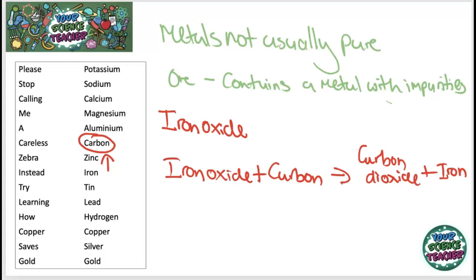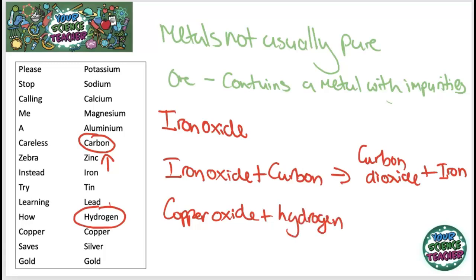Now, using carbon isn't as desirable as using hydrogen to extract metals. We can use hydrogen to extract copper, for example, if copper is bonded to oxygen, but we couldn't use hydrogen with iron because hydrogen is not as reactive. If we look at copper oxide and we react that with hydrogen, the hydrogen's more reactive, so it steals the oxygen, and hydrogen and oxygen make water. And copper is my other product.